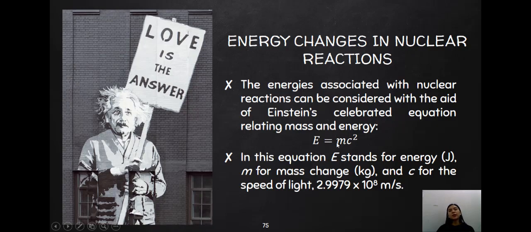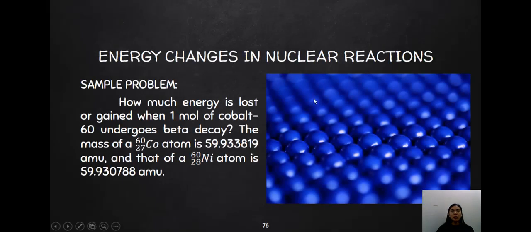However, kasi the calculation of the mass change is very different. So, it's very critical that you know how to calculate the mass change kasi pag hindi mo alam kung paano i-calculate yan, o di mali yung energy na masosolve mo. So, let's have a sample problem. It says here, how much energy is lost or gained when 1 mole of cobalt-60 undergoes beta decay?